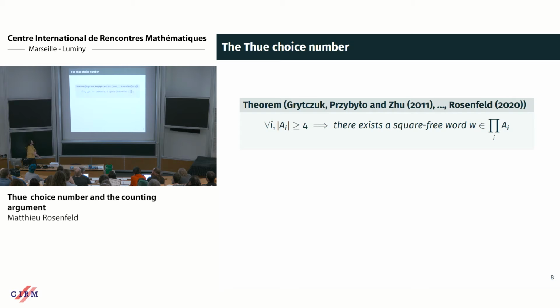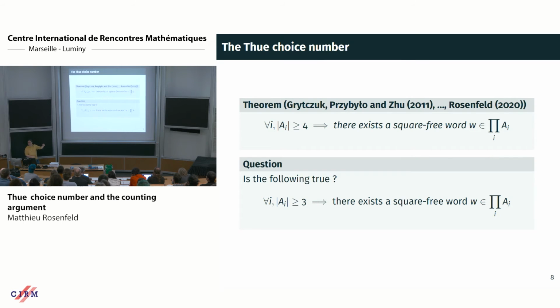Okay, so let me just remind what we have just proven, which is slightly stronger than this, but if all of my alphabets are of size at least 4, then there exists a square free word. Excuse me, what if the size of AI is 3? Will the conclusion also hold? If the size of AI is what, sorry? It's 3. I will take it in 5 seconds. Okay. So this is what I've just proven, and this is the question that I'm going to ask.